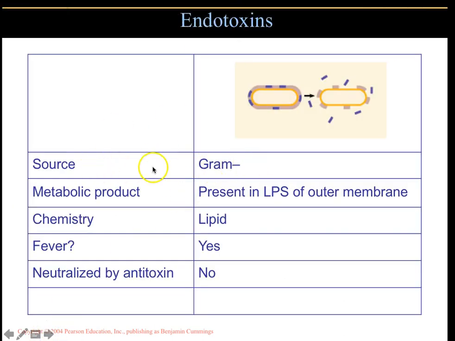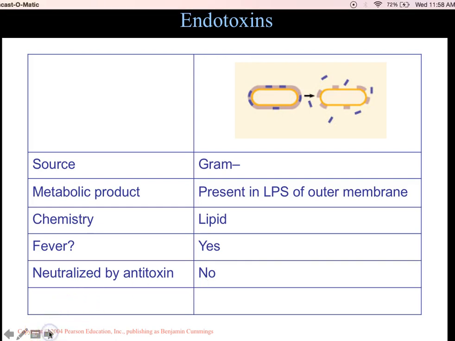So endotoxins, source: not all gram-negatives, but the pathogens. Metabolic product: it's present in the LPS layer, the lipopolysaccharide layer of the outer membrane. The chemistry: it's a lipid, it's a fat. Does it cause a fever? Yes. Endotoxins can cause fevers. Can it be neutralized by an antitoxin? No. An antitoxin is for a toxin that's circulating in your body when the organism is alive. So that's a different kettle of fish.